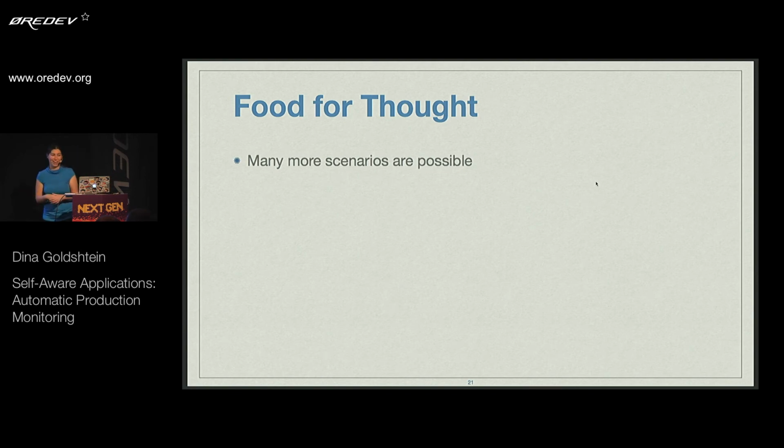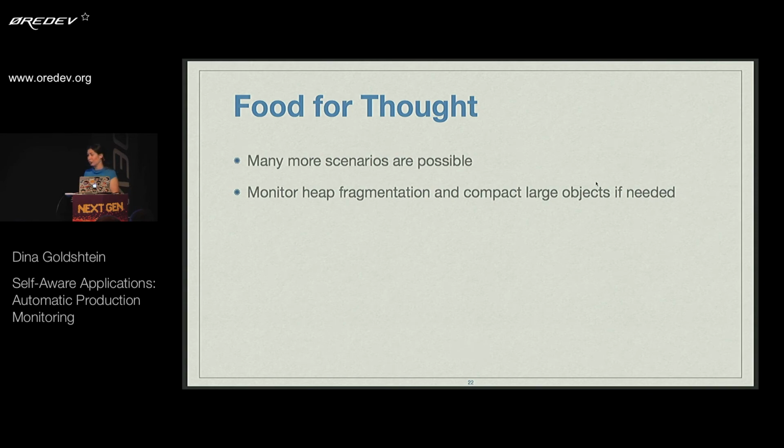There are more scenarios possible out there. For example, you can monitor the fragmentation in your .NET application. And this is an important issue because the CLR is not going to compact your large object heap unless you explicitly ask for it. However, this compaction takes a long time and incurs a large overhead. So if you monitor the fragmentation in your application, you can actually make an educated decision on whether you want to compact the heap or not.